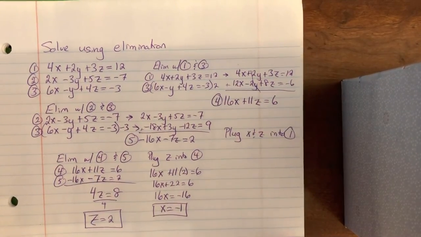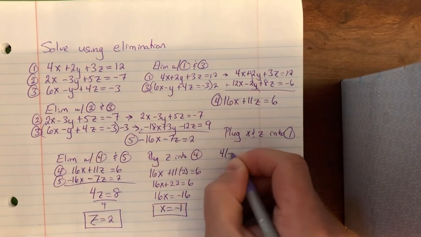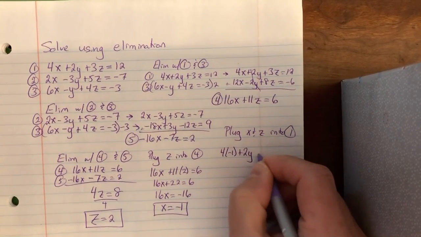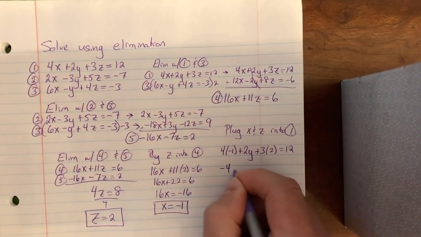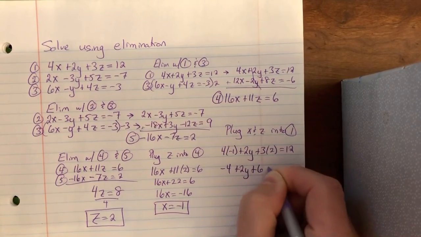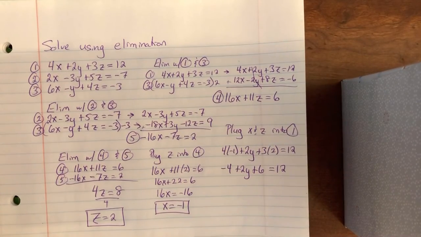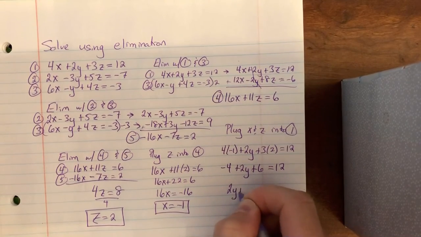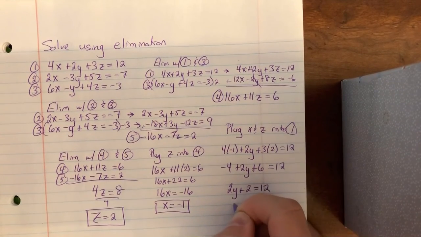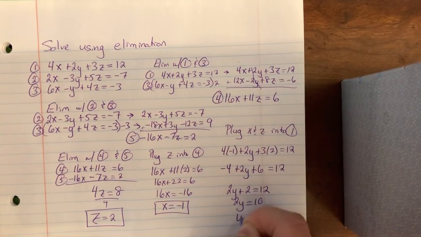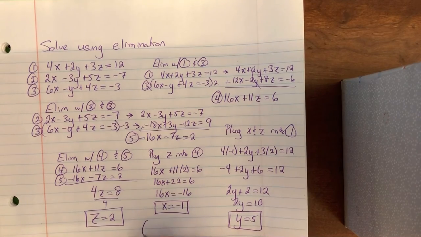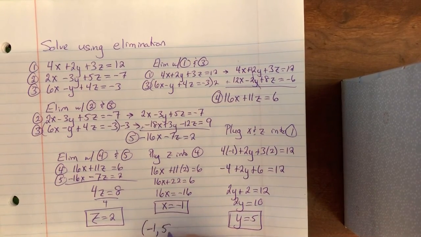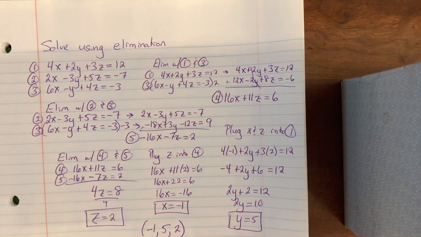It does not matter. So now I'm going to say 4 times negative 1 plus 2y plus 3 times 2 equals 12. Negative 4 plus 2y plus 6 equals 12. When I combine my like terms, 2y plus 2 equals 12, 2y equals 10, y equals 5. So once again, I have my ordered triple of negative 1, comma 5, comma 2. That's my x, my y, and my z.